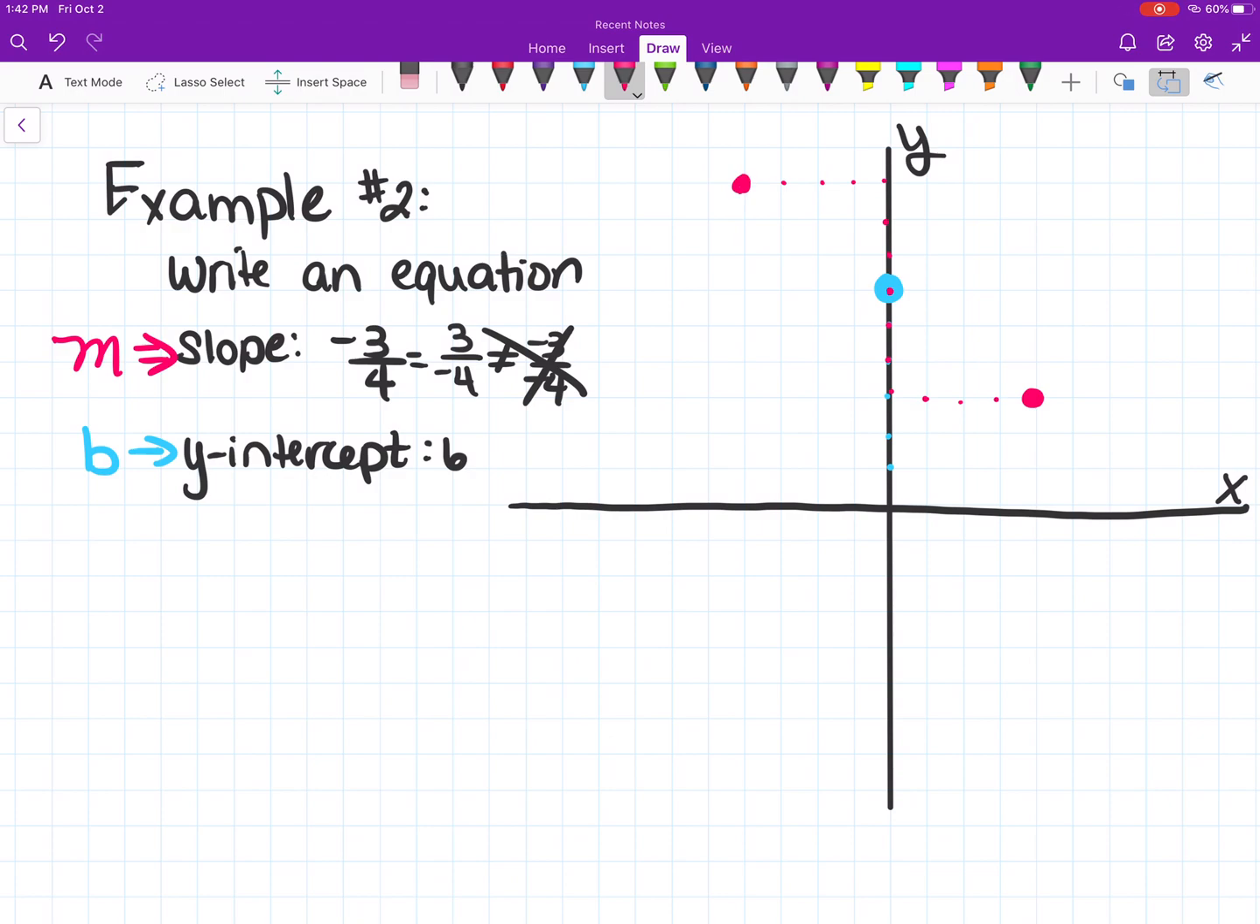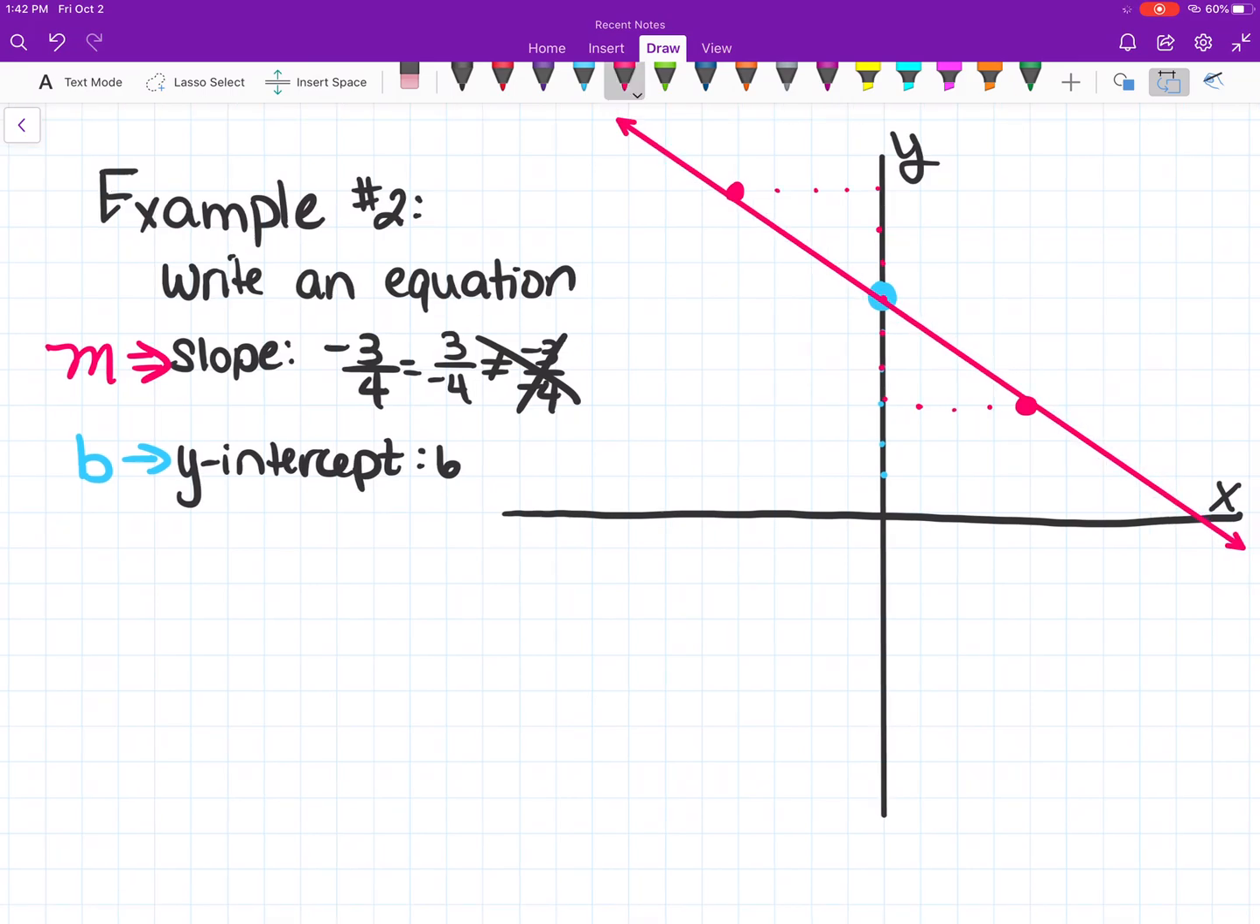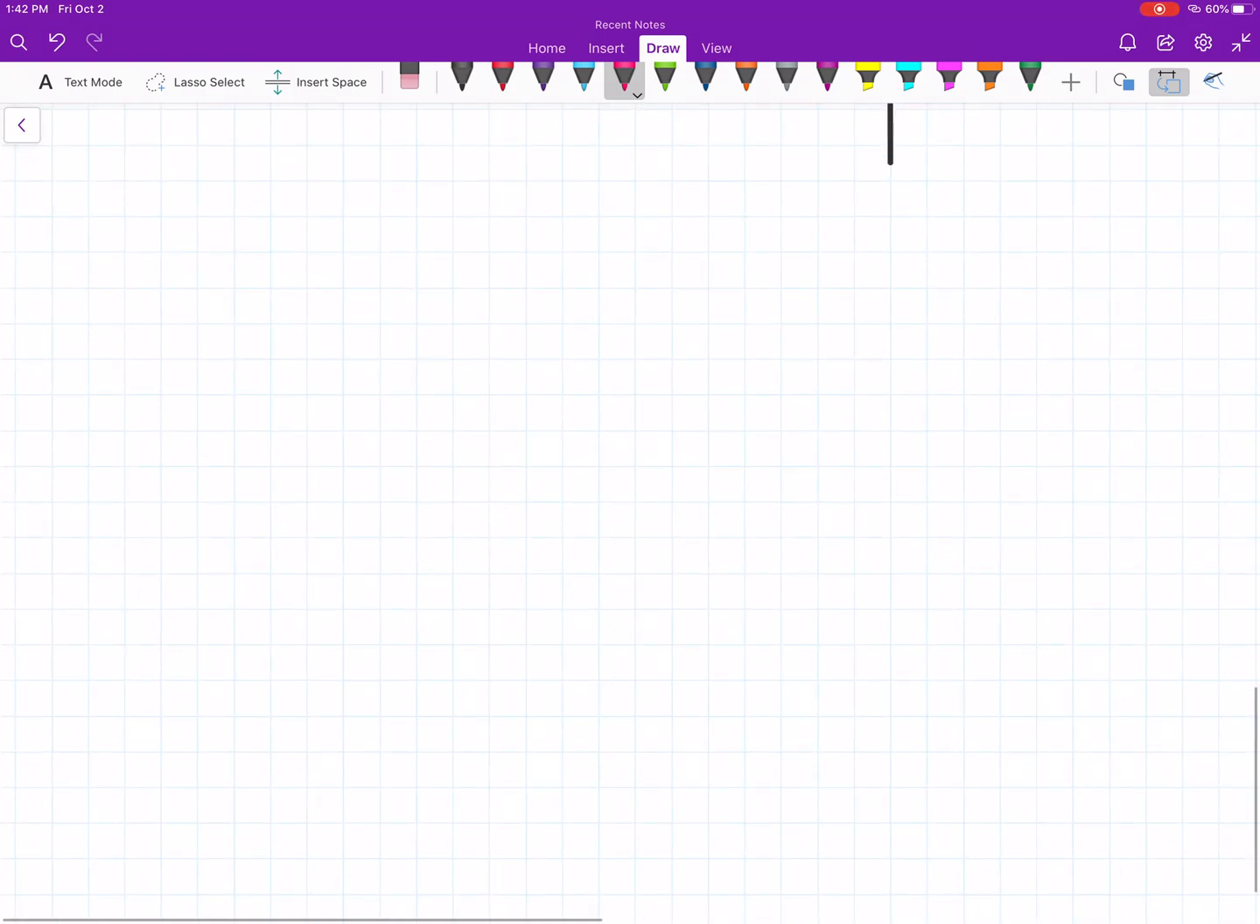And then remember, I don't want these teeny little line segments. I want a nice long line with arrows on the end, using a straight edge, going through those points. Beautiful. I love lines. They're fun.